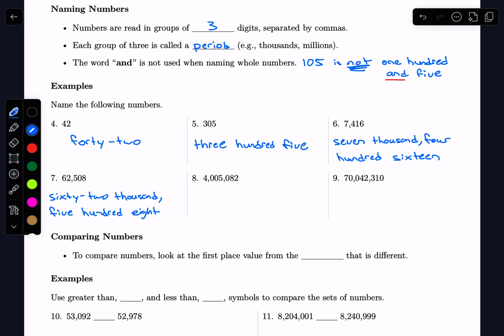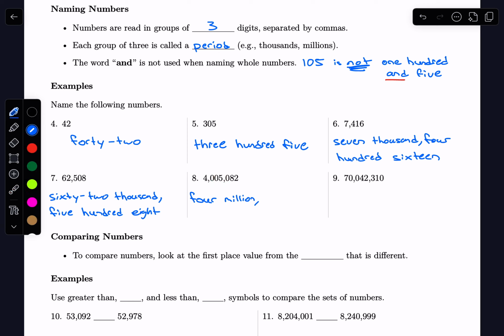Number 8, we have 4 comma 005 comma 082. So I'm going to start with the 4 that's in front of the comma, which is just 4. But then I get to the comma, and that is in the millions period. So it's 4 million. Then I look at the next group of 3 numbers. I name these 3 numbers as a 3-digit number. So the zeros don't mean anything when we name a 3-digit number with zeros. So this is just 5.